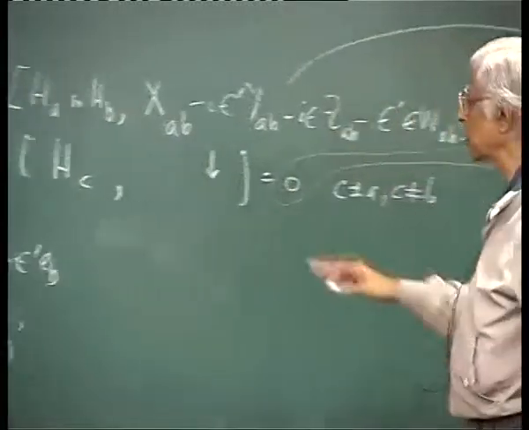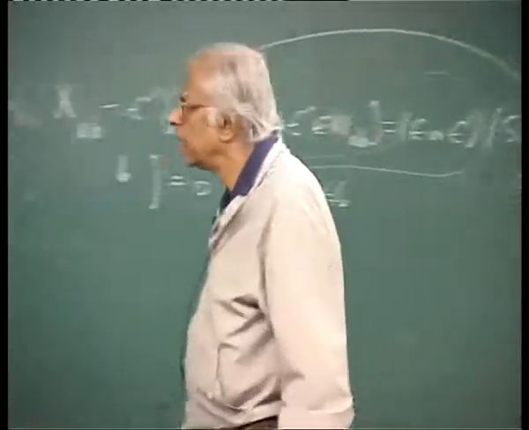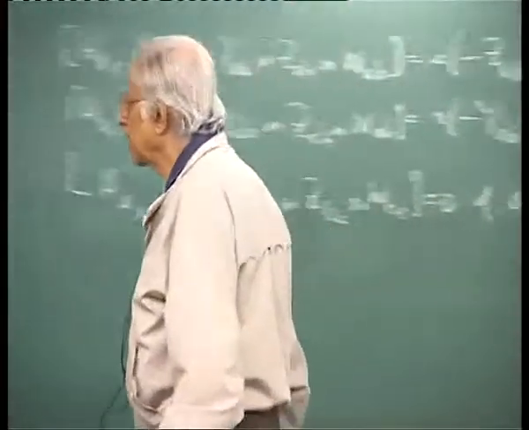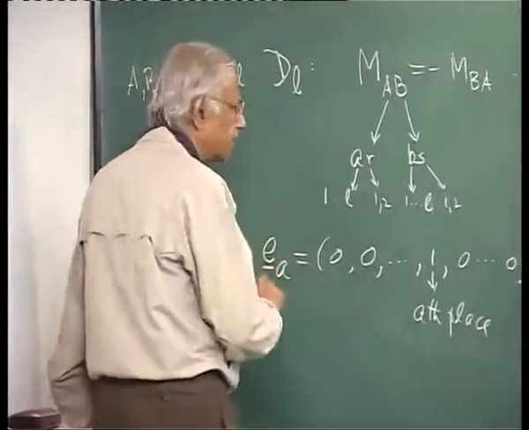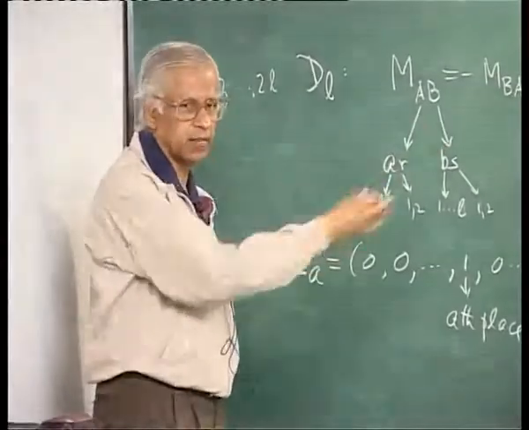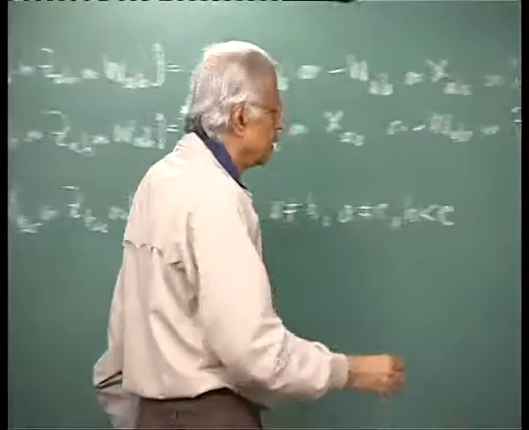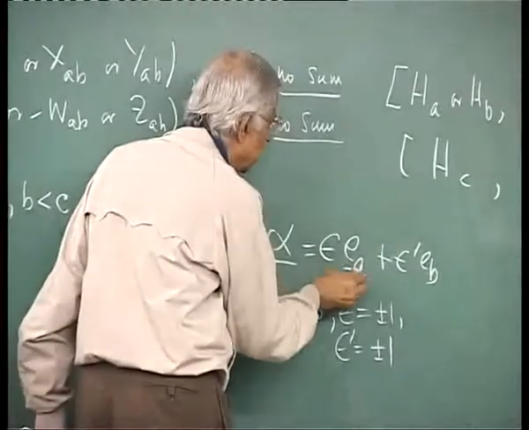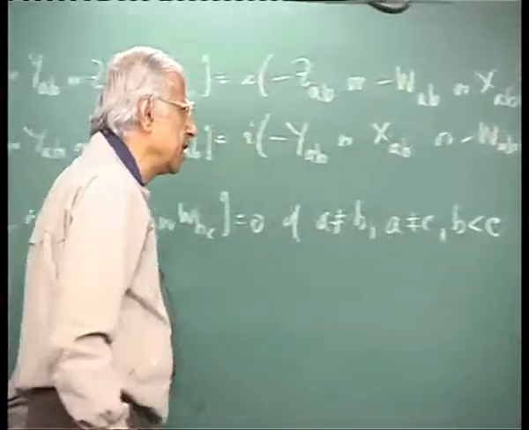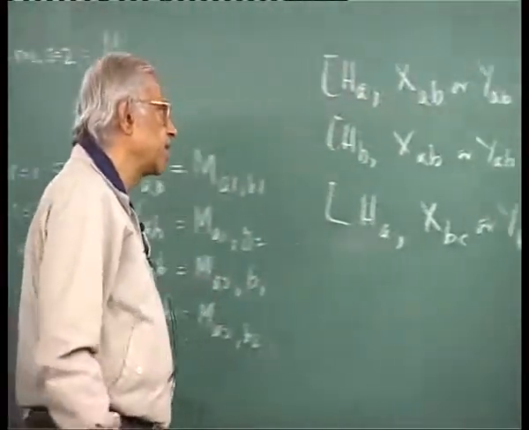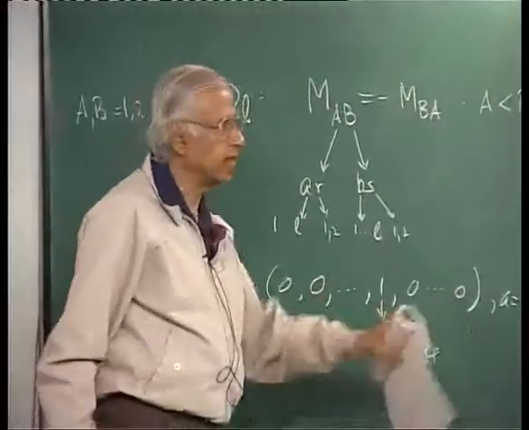A possible root alpha is of this form. Alpha is an L component vector. If you wish, I can put a vector sign under the E, but just for saving, I am not putting it there. If you want, I can put it there also. EA and EB are L component real vectors. They are the standard basis vectors in L dimensions, a unity in the Ath place and zero everywhere else.